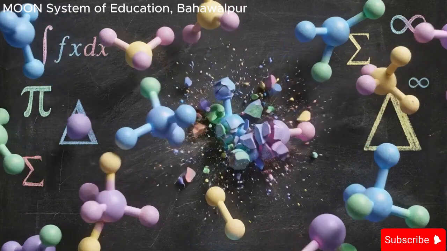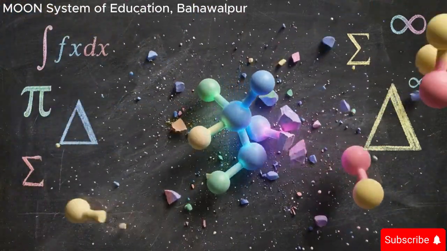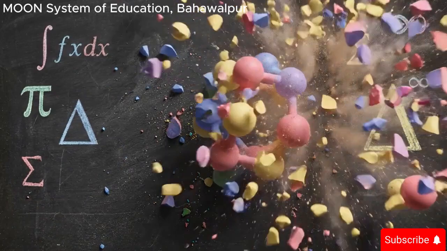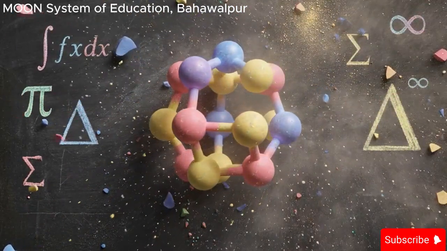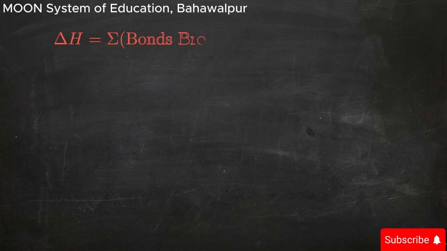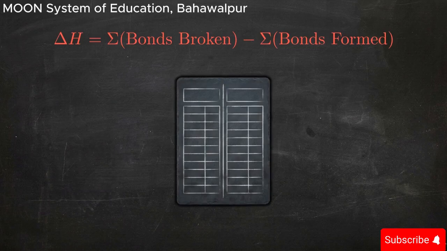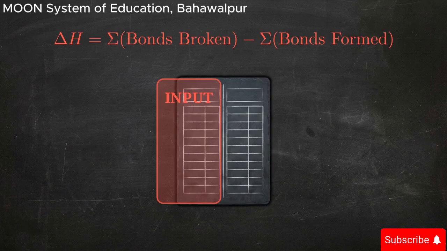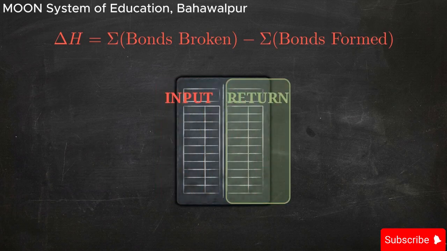Isolated single bonds are useful for learning the rules, but real chemical reactions are chaotic environments where trillions of bonds are broken and formed simultaneously. To track the total macroscopic heat absorbed or released by this entire system, chemists measure enthalpy change, represented by the symbol delta H. This equation functions perfectly as a thermodynamic ledger. It calculates total input versus total output. On the left side, we tally the sum total of all endothermic energy required to break the initial reactant bonds. On the right side, we track the sum total of all exothermic energy released by forming the new product bonds.